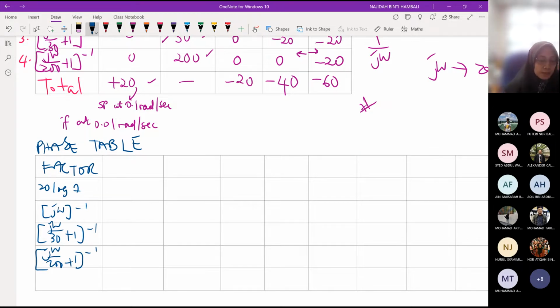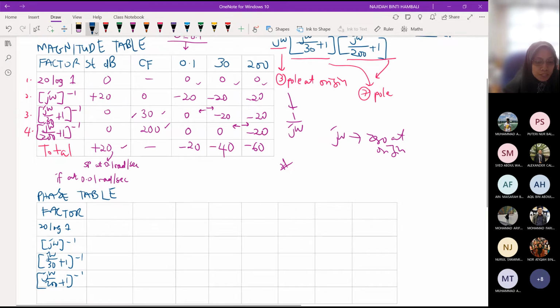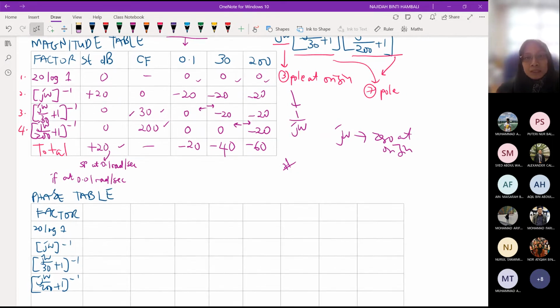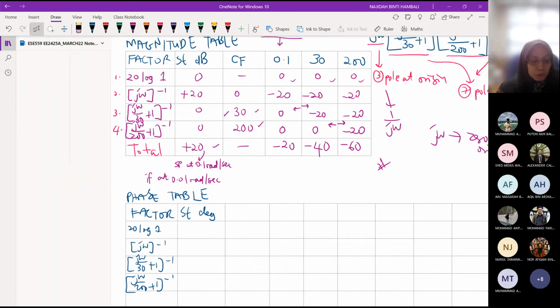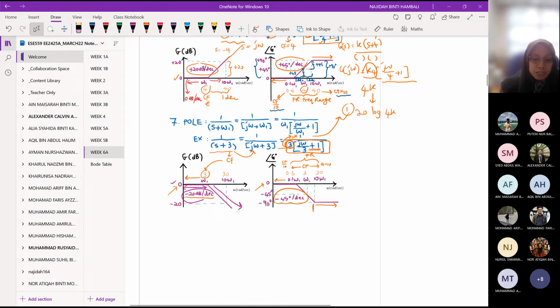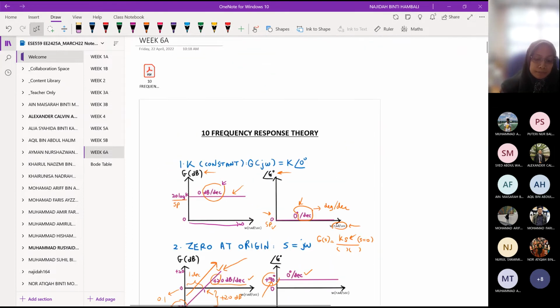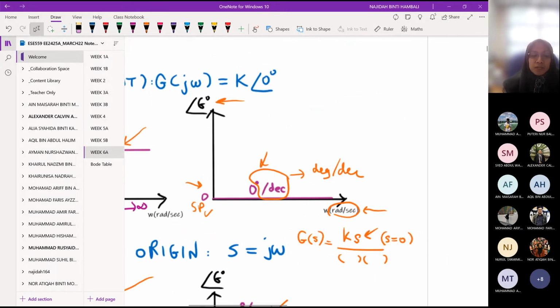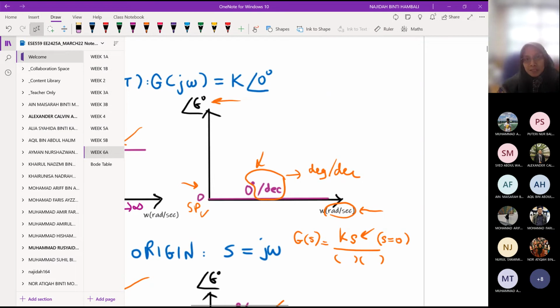Okay, that's it. So, if in your second column of magnitude table, you have starting for magnitude in decibel, for phase table, you have starting in degree. The unit is degree. So now, refer to your 10 frequency response theory, but for the phase part. This one. Sekarang you refer yang belah sini pula. So the starting point for constant, 0 degree. The slope, 0 degree per decade for all frequency.